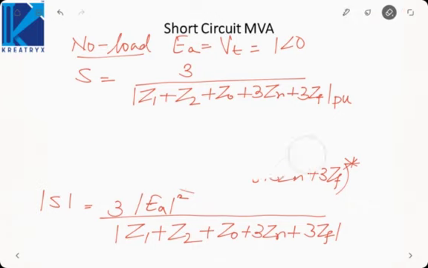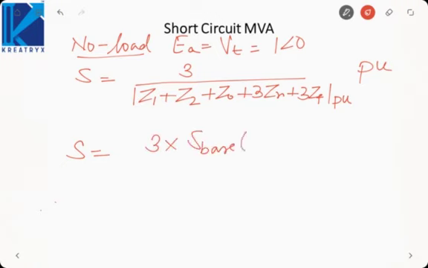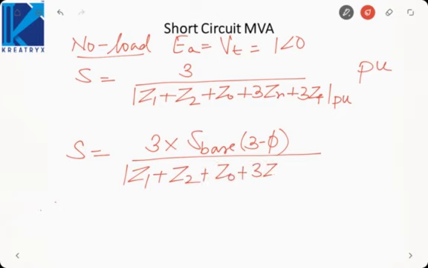If we wish to calculate this value in actual values, that is the MVA, since the earlier value is in PU, it will be 3 into S base 3 phase by mod Z1 plus Z2 plus Z0 plus 3ZN plus 3ZF in PU. This value will come out in MVA. So this is your short circuit MVA for the case of a line to ground fault.